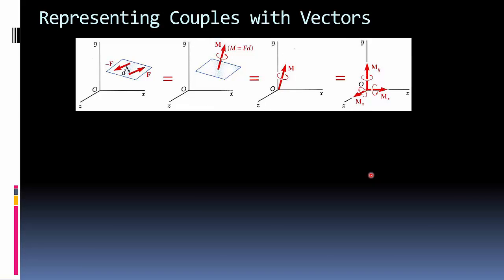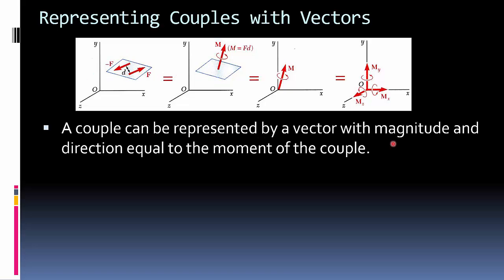Now, we want to represent couples with vectors. A couple can be represented by a vector with magnitude and direction equal to the moment of the couple. So what does that mean? You have this couple, which is going to try to rotate about in its plane. So the vector is perpendicular, because it's r cross F. It's going to be perpendicular to this plane, and the magnitude is the force times the distance.